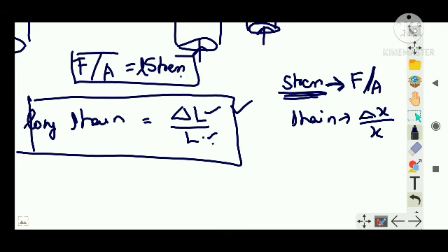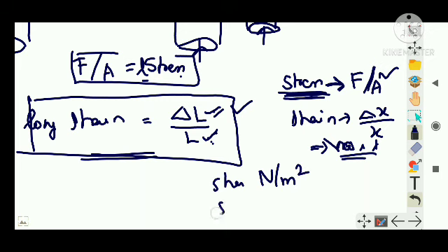Clear? So longitudinal stress is force per unit area, how much force you are applying and in how much area. Longitudinal strain is how much change has happened in the length when compared to its initial length, or I can say tensile strain. Numerator is in meter, denominator is in meter. Hence, strain doesn't have any unit. What is the unit of stress? It is Newton per meter square, whereas strain has no unit.